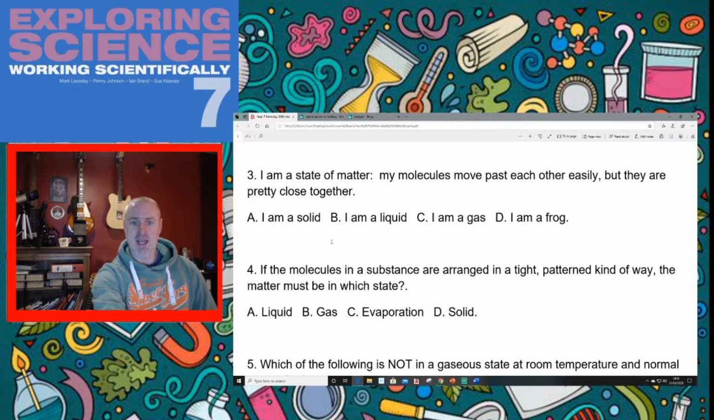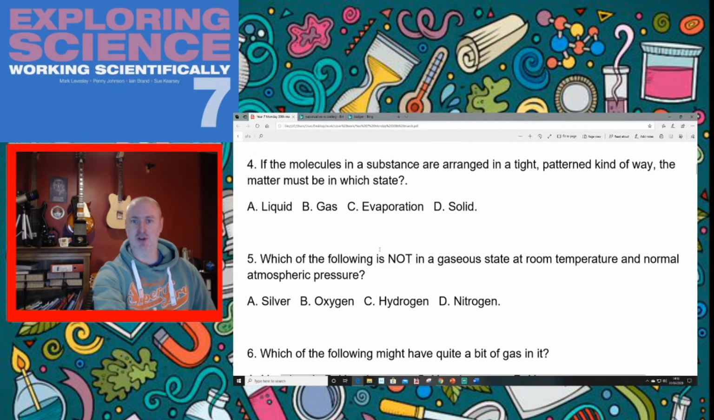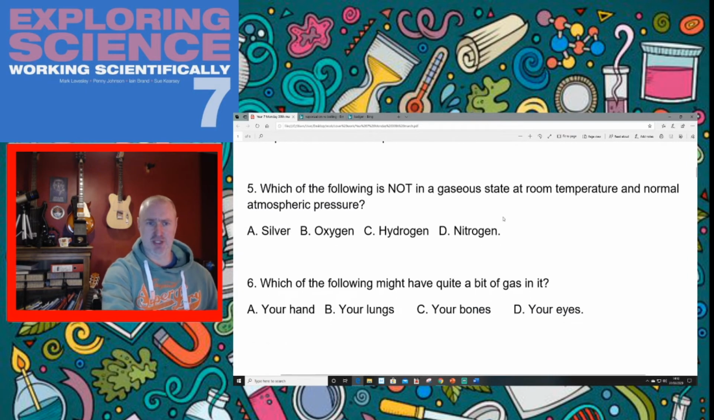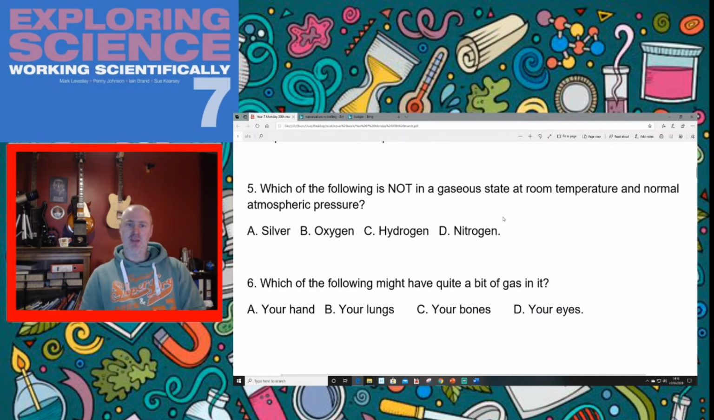Question 4. If the particles in a substance are arranged in a tight pattern kind of way, the matter must be solid. Absolutely must be a solid. I don't think there's much more description needed for question 4. Question 5, which is not in a gaseous state at room temperature and normal pressure.